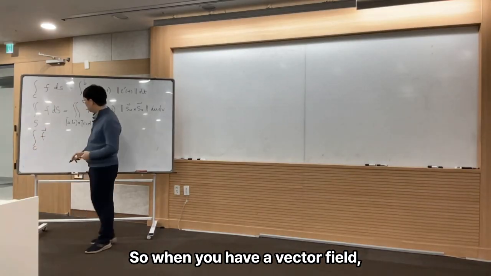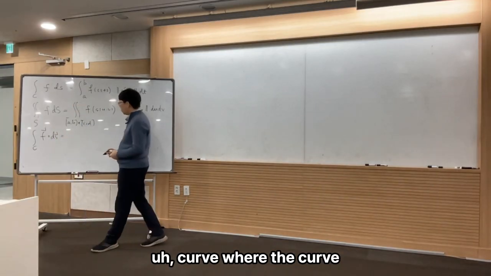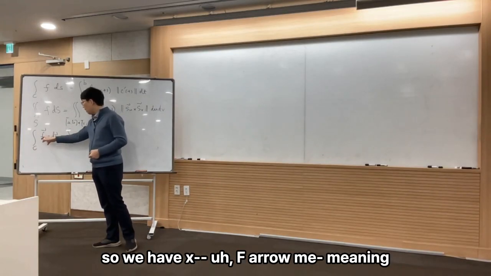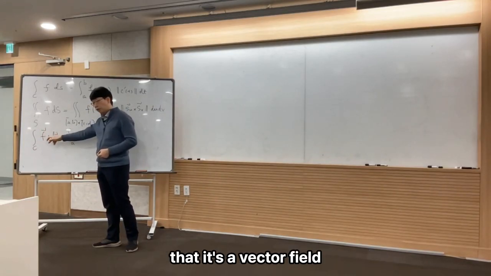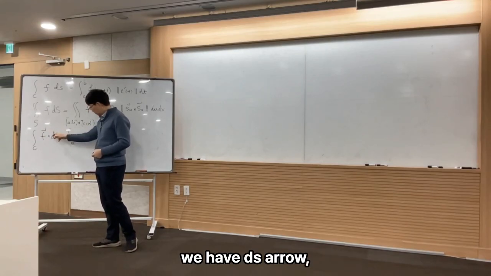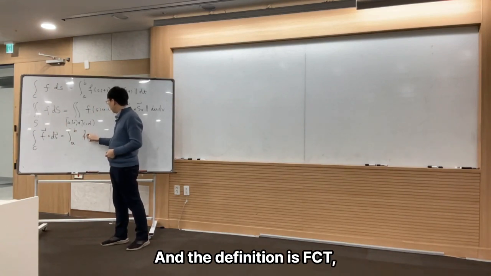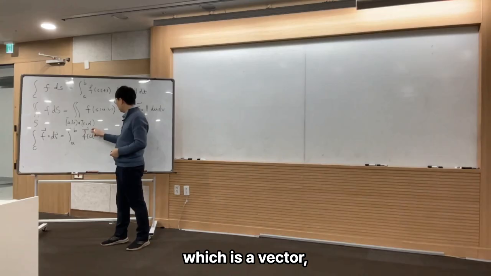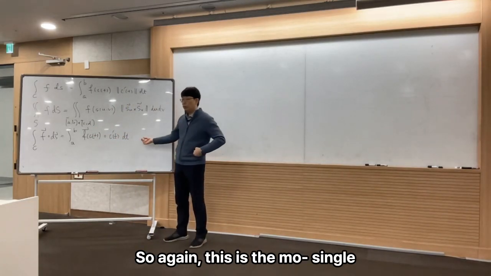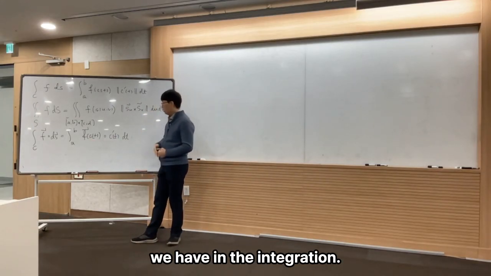And then let's see. So when you have a vector field, you can take a line integration along the curve where the curve is parameterized in a certain direction. Then it's written as this. So we have F arrow, meaning that it's a vector field. And to indicate that this is the line integral of a vector field, we have ds arrow. And this is inner product notation, not the multiplication notation. And the definition is F(c(t)), which is a vector, inner product c prime t dt. So again, this is single variable integration because this is just a number and t is the only parameter we have in the integration.